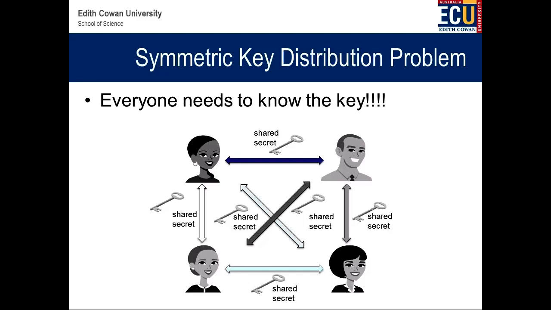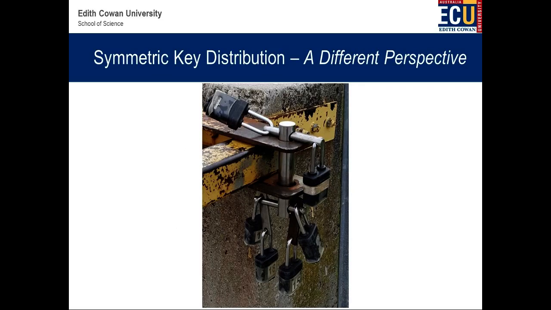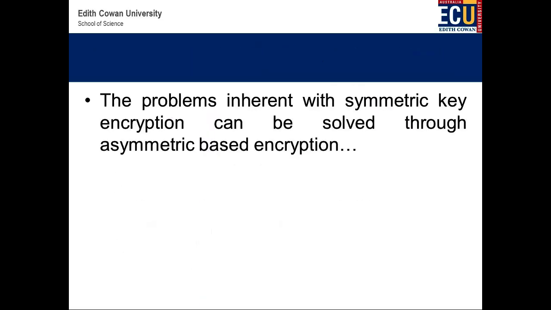If Alice is communicating with all the other three entities, how many keys does Alice have to manage? If the entities with which you are communicating are increasing, you need to manage all those keys. So, key management was the second problem in symmetric encryption. Because of these problems, the problems inherent with symmetric key encryption can be solved through asymmetric based encryption.